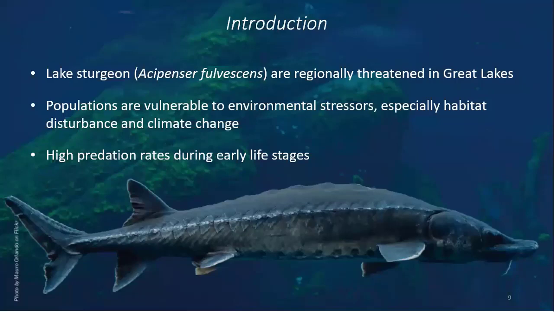So I studied stress using lake sturgeon as a model system. Lake sturgeon are an ancient chondrostean fish species, and they're regionally threatened in the Great Lakes. Their populations are extremely vulnerable to environmental stressors, especially those related to habitat disturbance and climate change. They also have 99% mortality during the early life stages, and this is partly due to the high predation rates that they encounter during the larval stage.